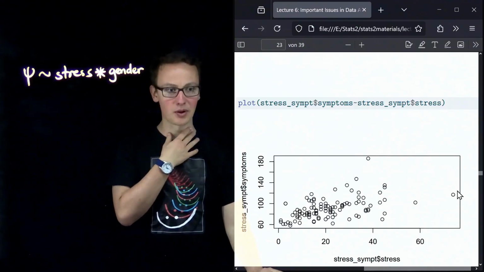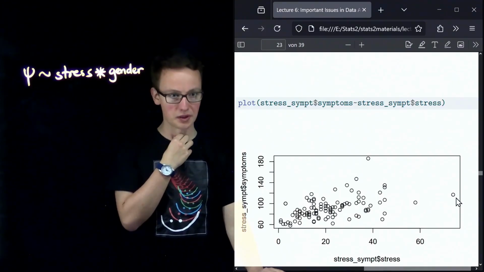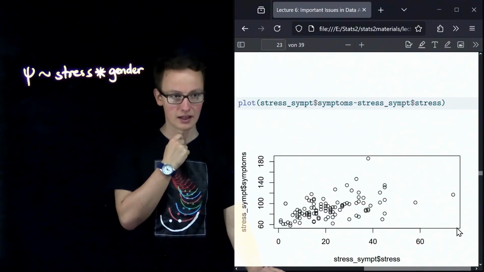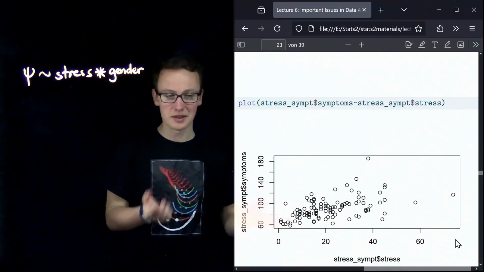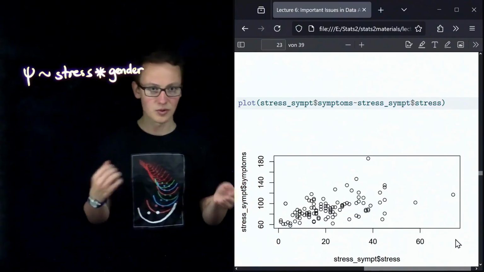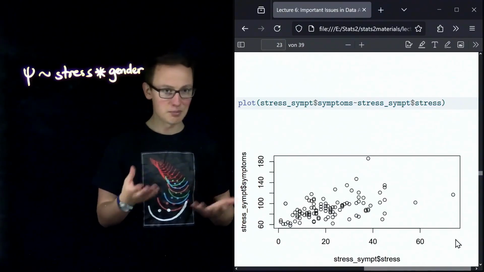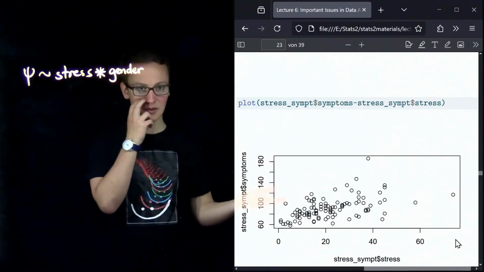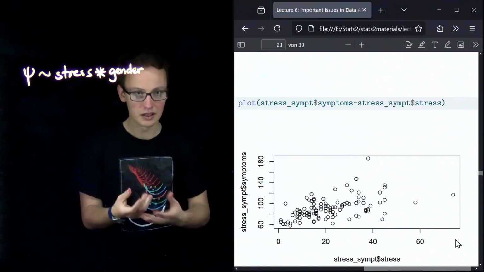For example, this point here corresponds to a person that has a very unusual stress level score, much higher than all the others, at almost 80 stress units. And you can ask yourself, is that really meaningful? Was there maybe a mistake in calculating their score, or didn't they fill out the questionnaire properly? These all might be reasons why this data point turns out to be extreme, as opposed to it really reflecting a genuine extreme stress level.